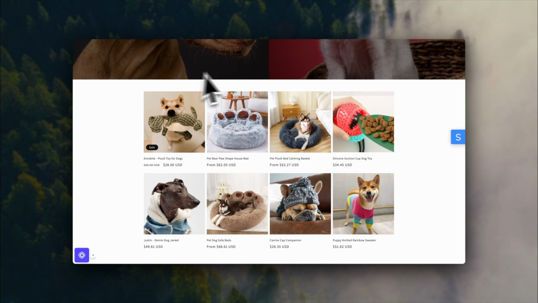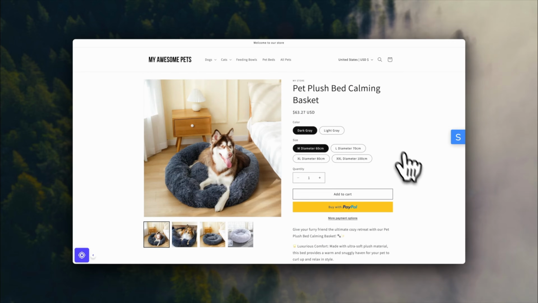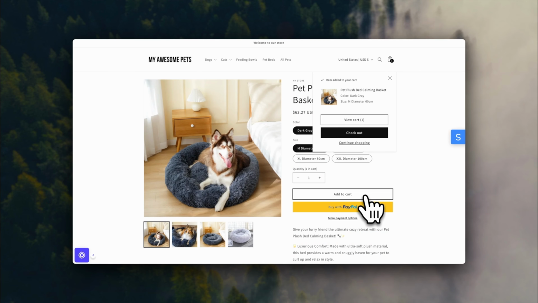To fix this, use TikTok Pixel Helper, a Chrome extension, to verify that page view fires, add to cart fires, and purchase fires. If events aren't firing, fix this before scaling.